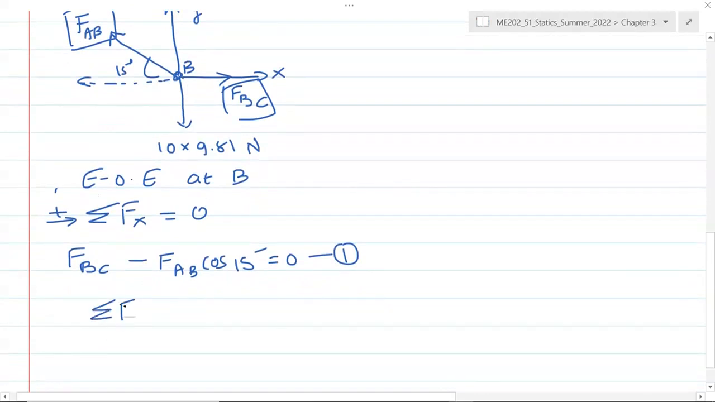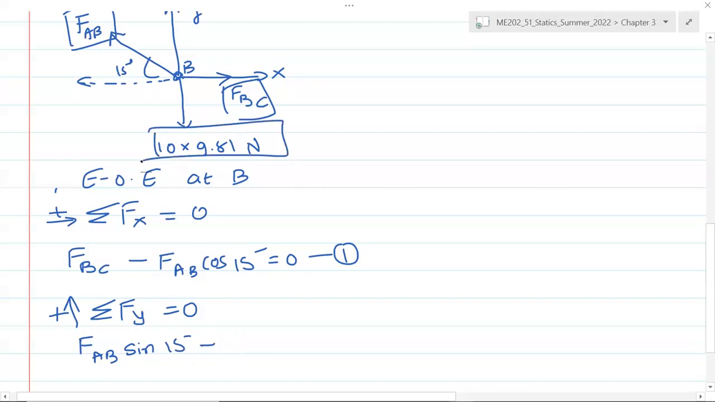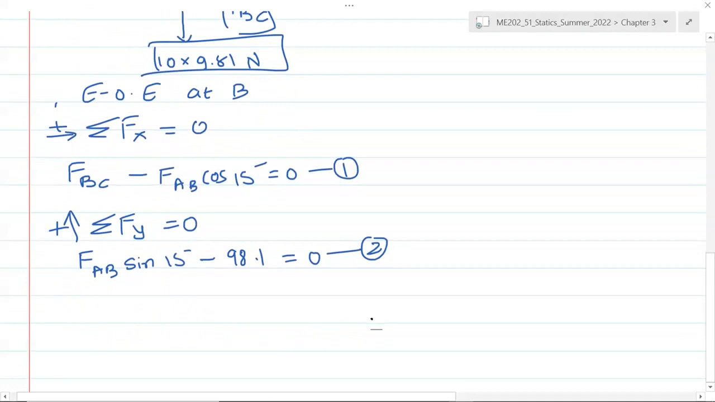Second, sum of forces in y direction equal to 0, and we assume force acting up is positive. FAB has vertical component sine 15, minus we have the weight force, which is 98.1 newtons, equal to 0. That's equation number 2. So we have two equations and two unknowns.